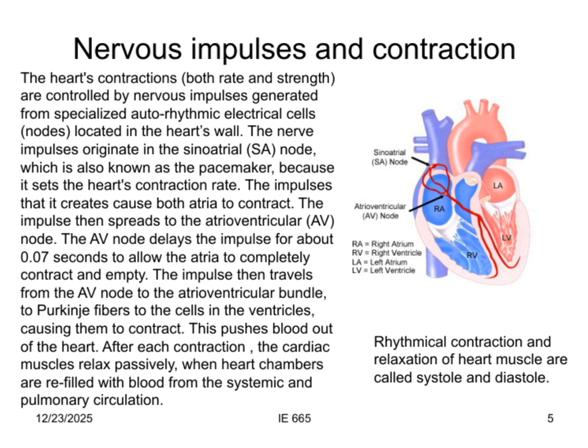This coordinated electrical activity causes the ventricles to contract, pushing blood out of the heart. Once the contraction is complete, the heart muscles relax passively, allowing the chambers to refill with blood from the systemic and pulmonary circulation. This entire process ensures a regular, rhythmic heartbeat that maintains effective circulation.